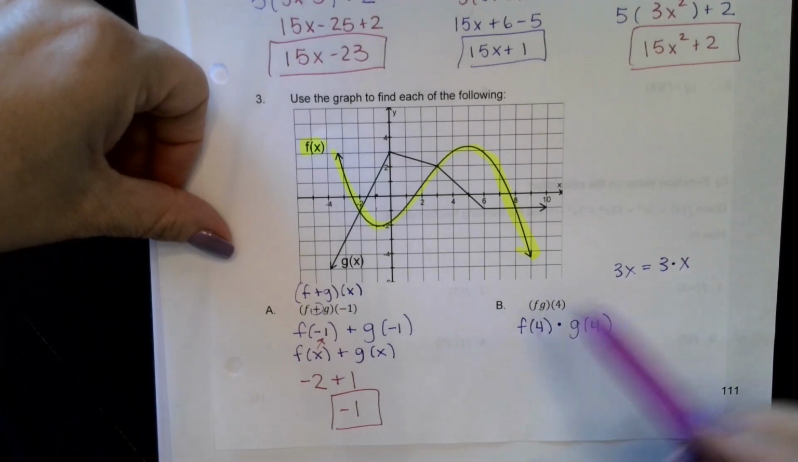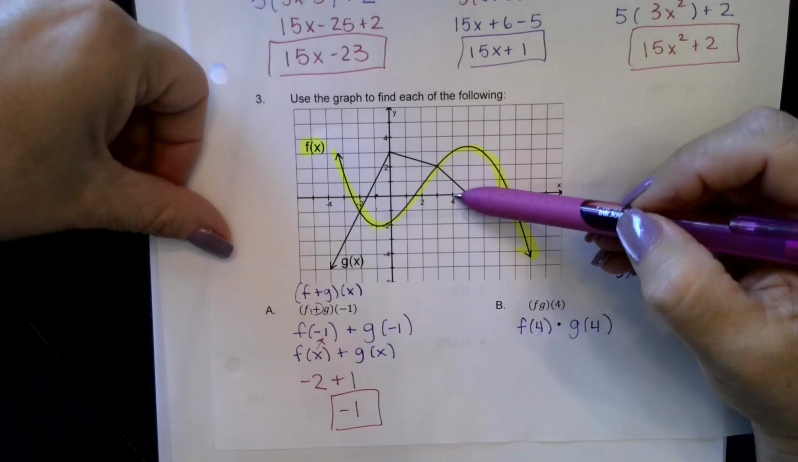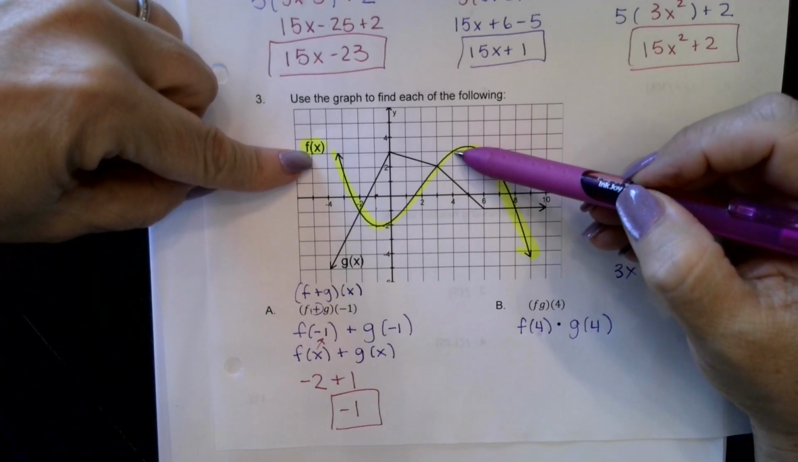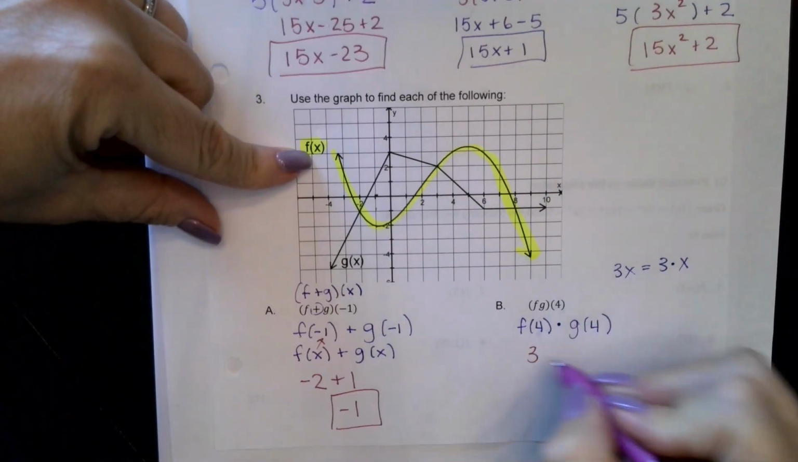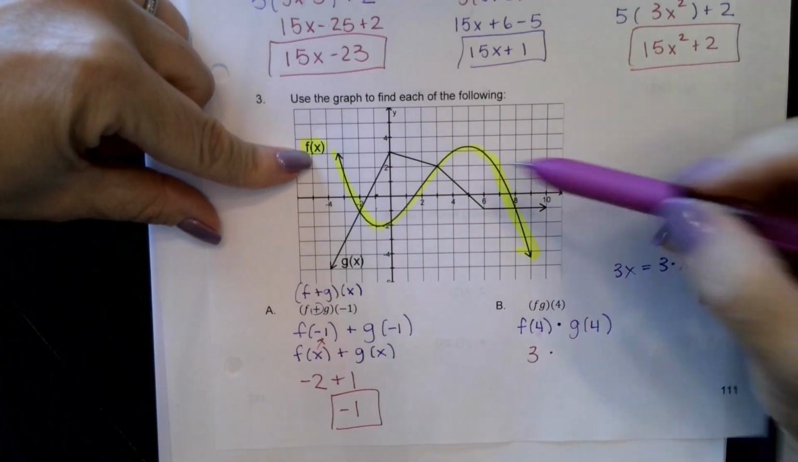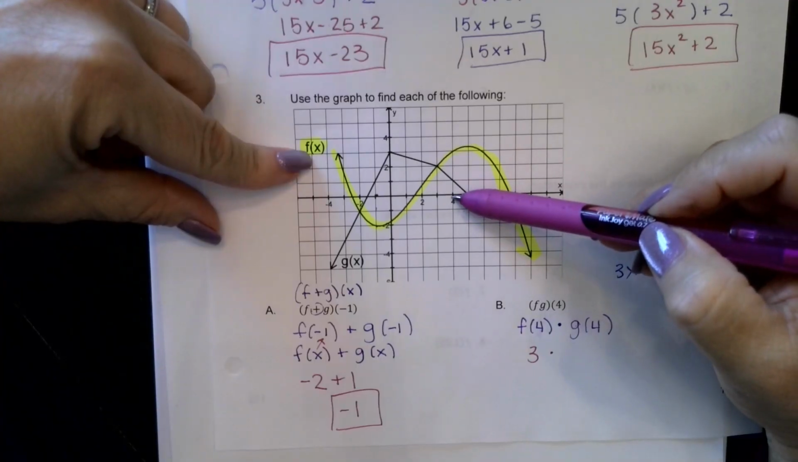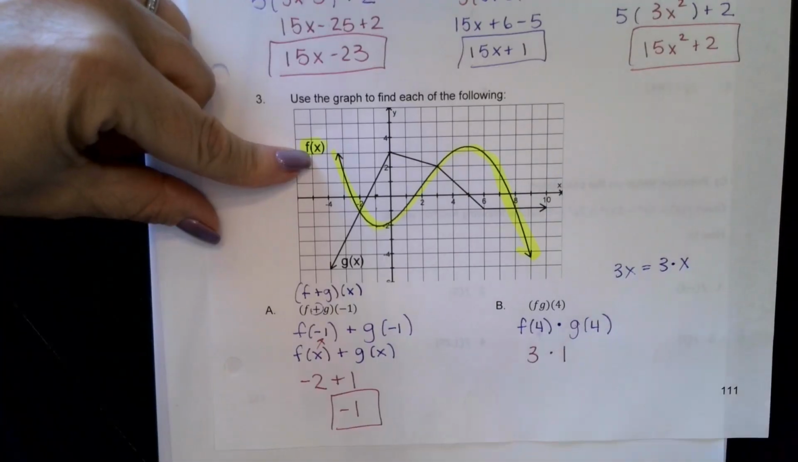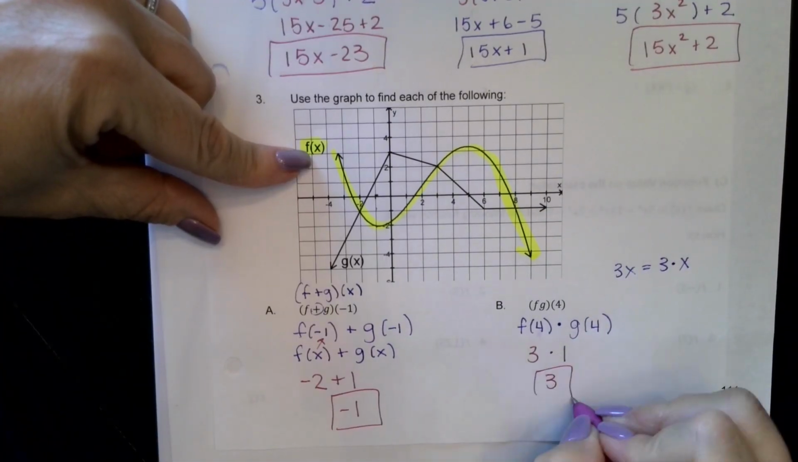So f of 4, I go to 4. I want to see what f is. f is my highlighted function, so I'm going to go up here, and my y value is 3. Then I go back to x equals 4. g is my non-highlighted function, so it's right here. It's 1. So 3 times 1 is just 3.